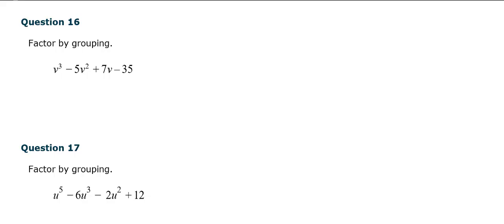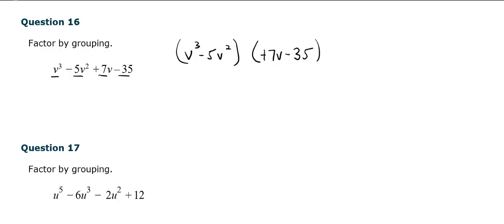Our next question says factor by grouping v to the third minus 5v squared plus 7v minus 35. In this class, we'll know to factor by grouping because we have 4 terms. And so we're going to group the first two together, and then the last two together. And notice I'm bringing the sign with it. So I put the positive sign or plus sign in the parentheses as well.